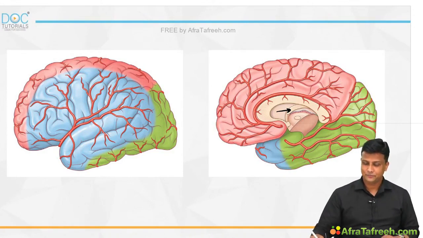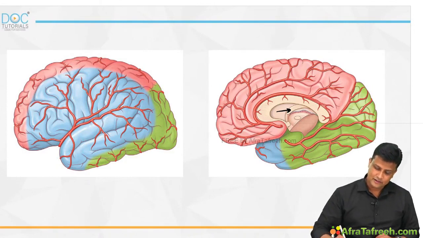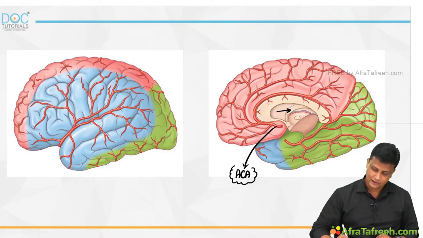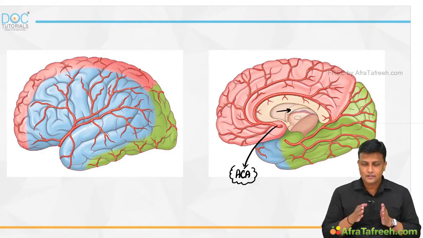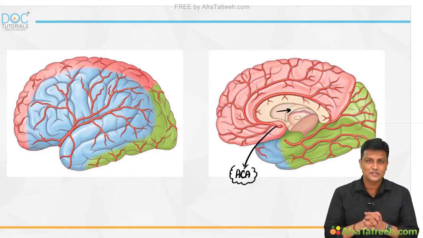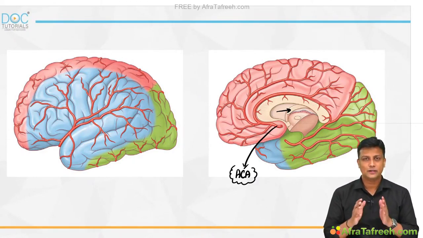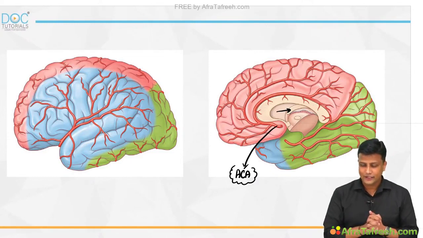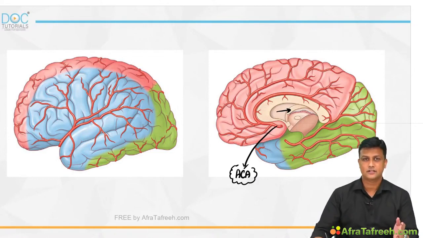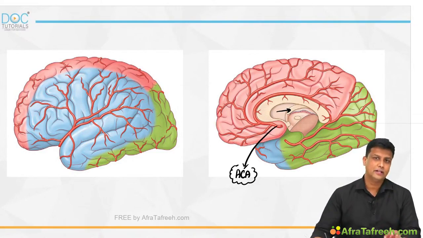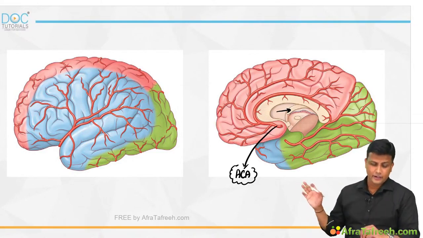Look here at this diagram. In this diagram, this artery will be the anterior cerebral artery. I hope you remember, the anterior cerebral artery is the one which is present between the two cerebral hemispheres. There you have the anterior cerebral artery, and that is the chief artery or the main artery on the medial surface, which is highlighted in the diagram there in the pink color.